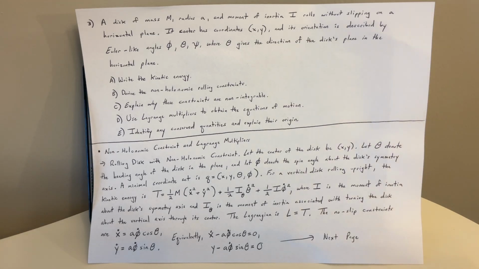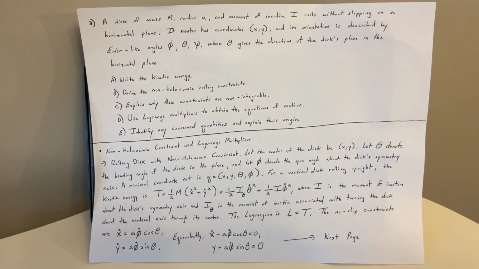So it's 5 parts. Part A, write the kinetic energy. Part B, derive the non-holonomic rolling constraints. Part C, explain why these constraints are non-integrable. Part D, use Lagrange multipliers to obtain the equations of motion. And part E, identify any conserved quantities and explain their origin. So from here, non-holonomic constraint in Lagrange multipliers.